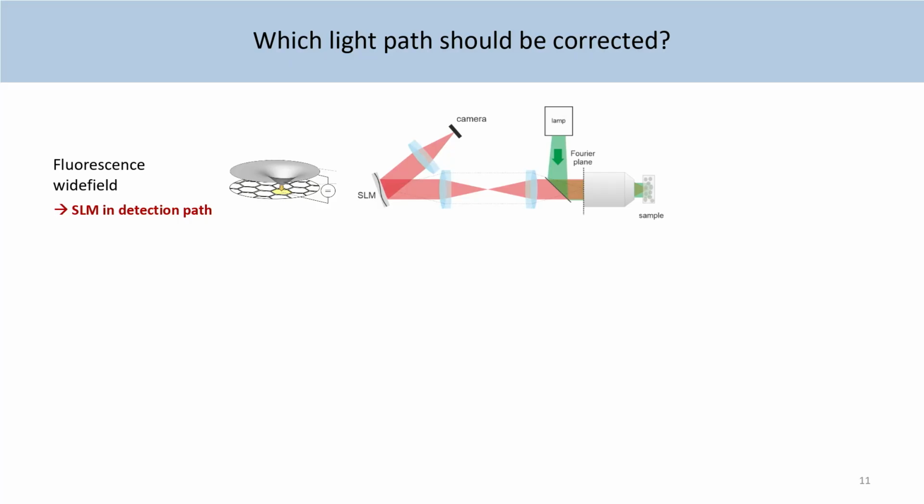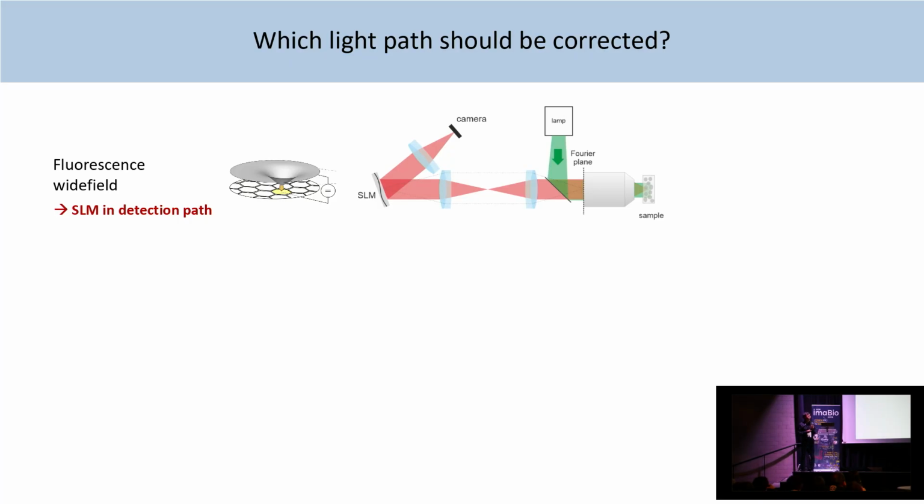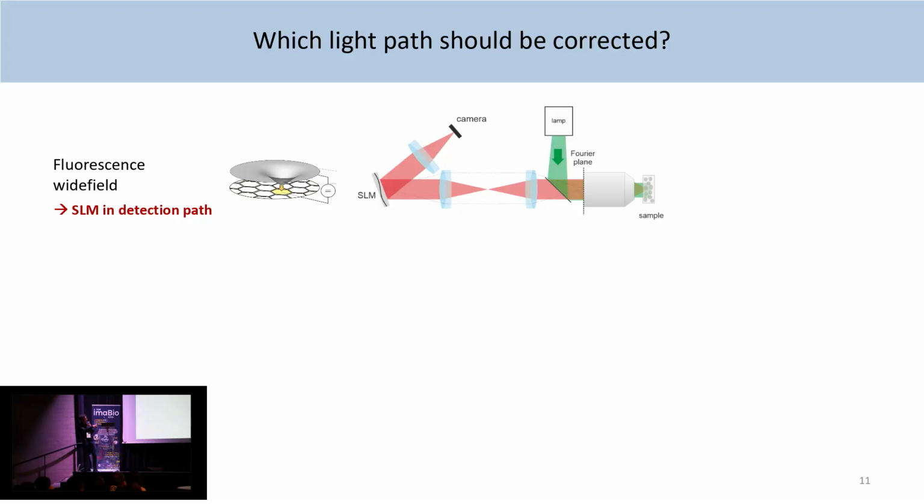So which path should be corrected? In short, because we always have excitation paths and detection paths in microscopes, in brief, it should be that path that actually encodes spatial information about your object. So for instance, in wide field microscopy, we know the floodlight we don't need to correct. We just are interested in correcting the emitted light. So we put the SLM there.